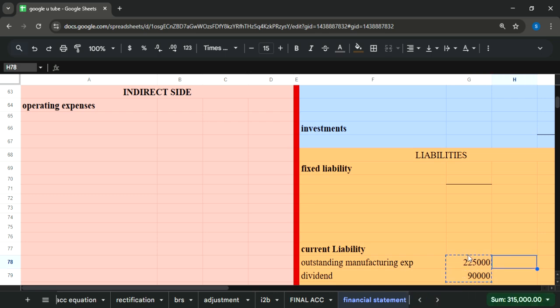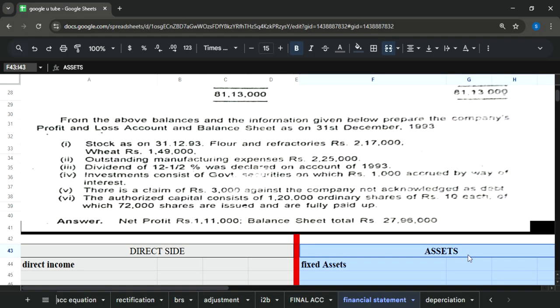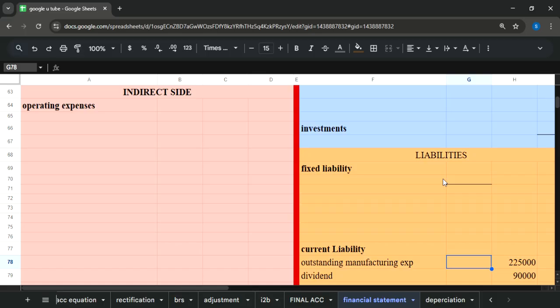It should be written on second column so that adjustment can come on first column. So guys, in this way we have completed three adjustments. All three adjustments were having two effects and we have done it. Investment consists of government securities, of which rupees 1,000 accrued. Interest on investment is your other income.